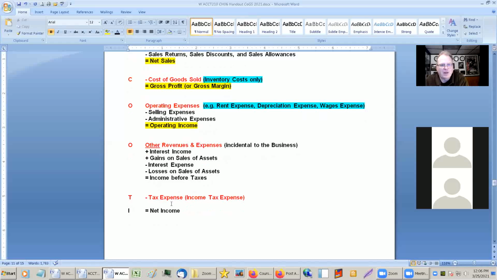So the other revenues and expenses are for those things that are really not what you're in business for, even though they did happen. You did get interest on your bank account, but it's not necessarily what you're in there for. So that's what these other ones are. And then lastly, of course, paying out taxes. And so taxes come at the very end. We have interest before taxes.